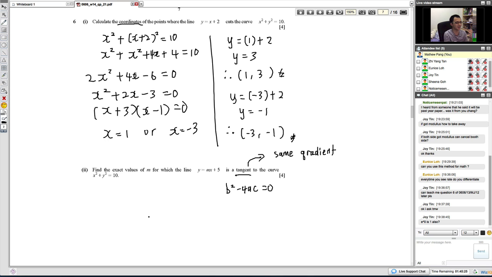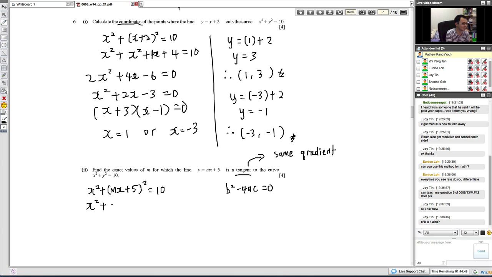But why we can't use the same gradient method in this question is because we do not have any coordinates. If the question gives us any x value, maybe we can differentiate this one, make dy/dx and substitute the x value. But in this case, we do not have any coordinates, so I will do b squared minus 4ac equals 0. Alright, so I just substitute y first. And I realize they are different questions. I thought they were the same question. Anyway, so this x squared plus mx plus 5 squared equals 10.